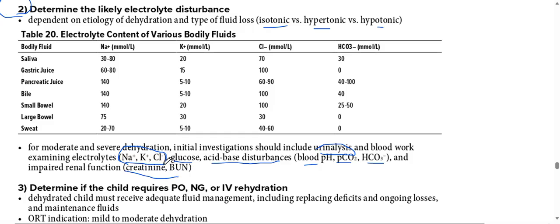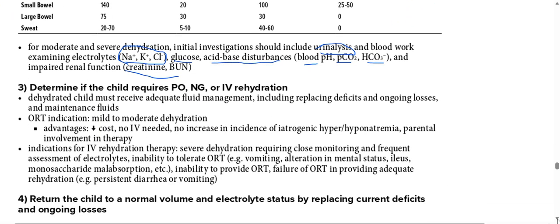Alright, electrolyte content of various body fluids. We don't need to remember this table definitely. We just need to remember that whenever dehydration occurs, there will be derangement of sodium, potassium, and chloride, and derangement of acid-base balance, blood pH, partial pressure of carbon dioxide, and bicarbonate. Renal function is impaired, and urea and creatinine are going to get high.